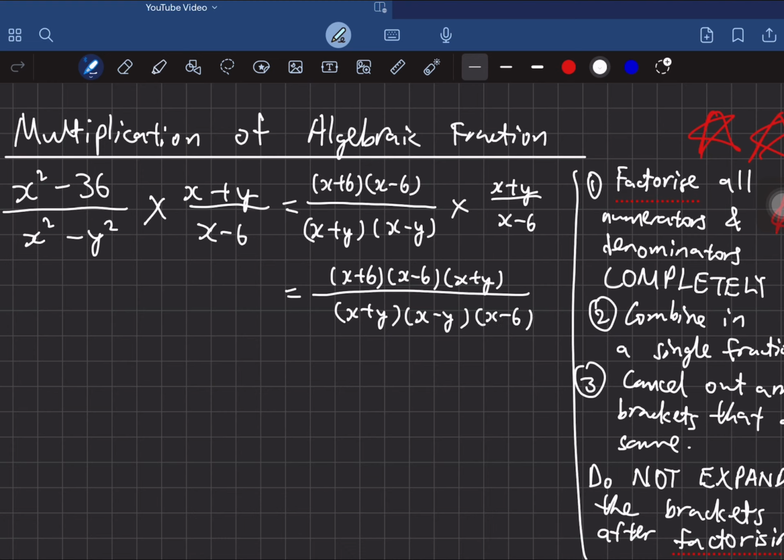Okay, so with this, x plus y, x plus y, x minus 6, x minus 6. So ultimately, my answer to this is x plus 6 over x minus y. I say again, if a student didn't factorize completely all the numerator and denominator, they are unable to proceed with simplifying these algebraic fractions.